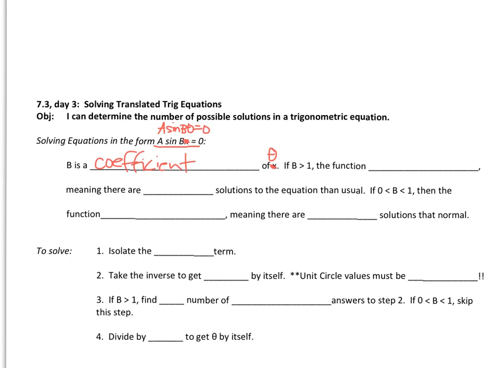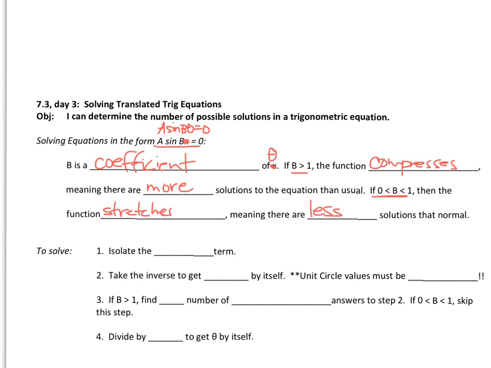Back with graphing, if b was greater than 1, the graph would actually compress, which meant it shrunk on the x-axis and crossed the x-axis more times. That will mean that we're going to get more solutions when we solve. If b is a fraction between 0 and 1, the graph would stretch. And if it stretches on the x-axis, it may not cross as many times, meaning there are going to be fewer solutions than normal. To solve, we're just going to follow some basic steps, and eventually we'll tie in to our rules from day 1.